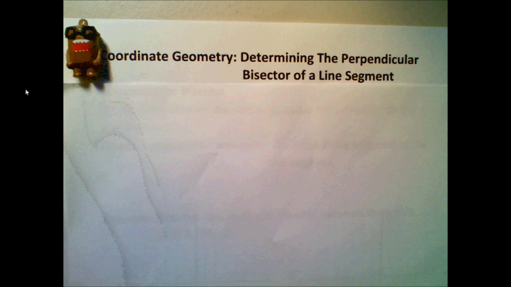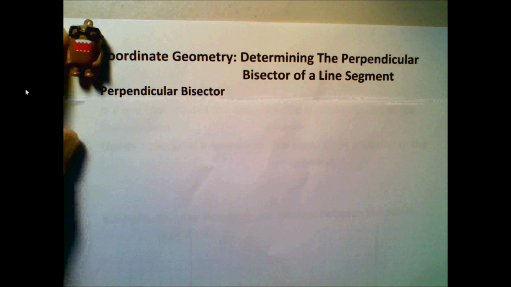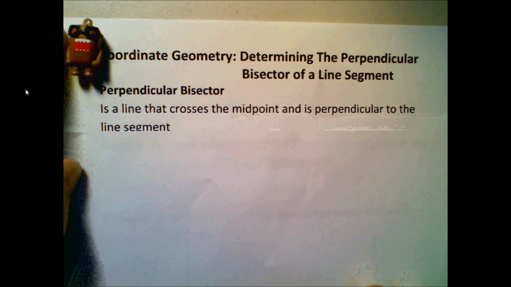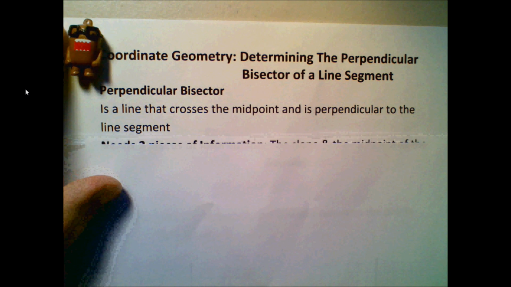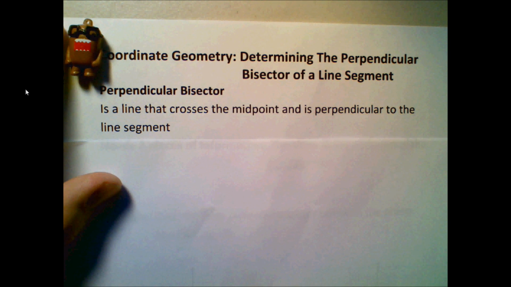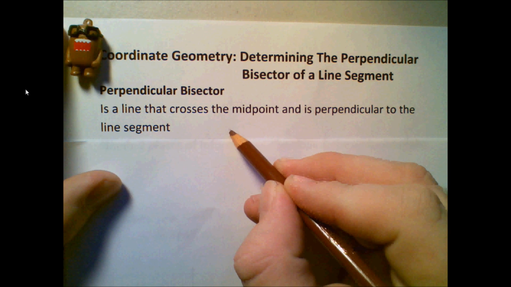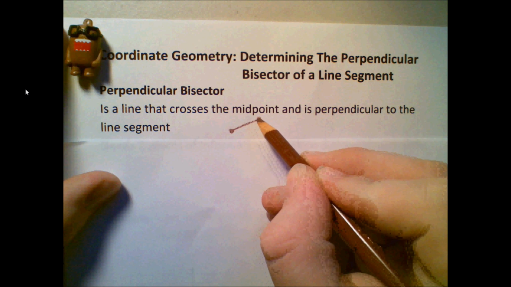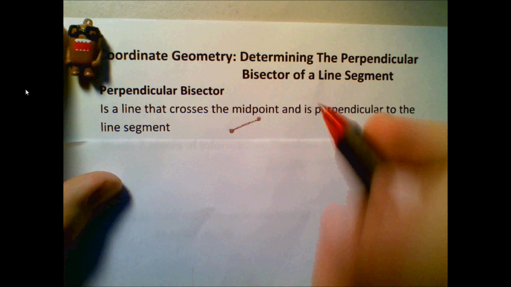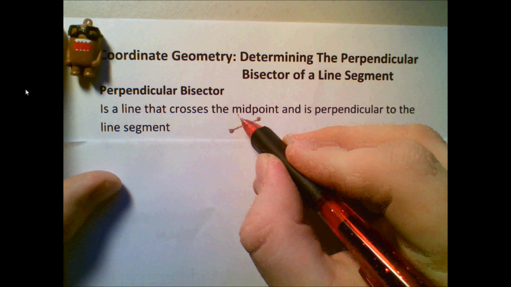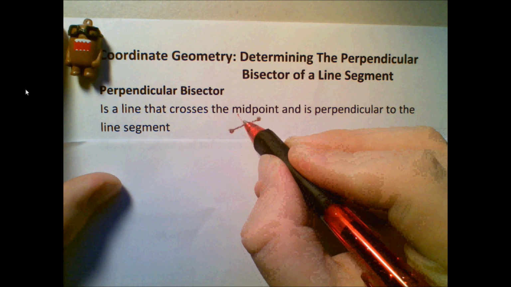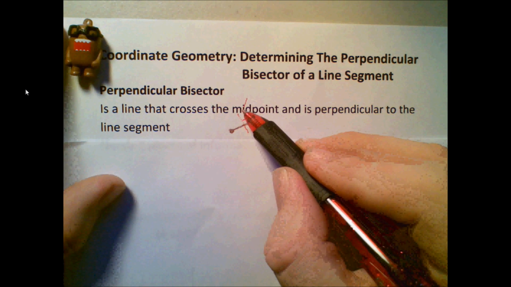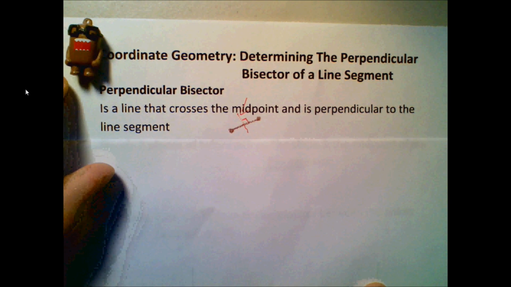Yes, it is. Okay, so we're going to talk about the perpendicular bisector first. What exactly is that? A line that crosses the midpoint and is perpendicular to the line segment. So if I have a line segment, with 2 points connected, we need a line that goes through the middle point and also creates a right angle. So we're looking for the equation of this line. Make sense, Domo? Yes, it does.